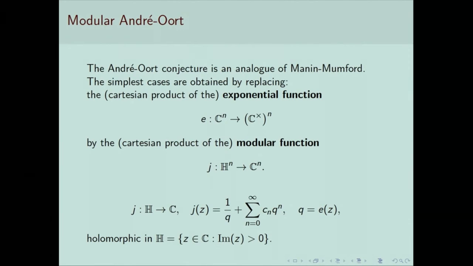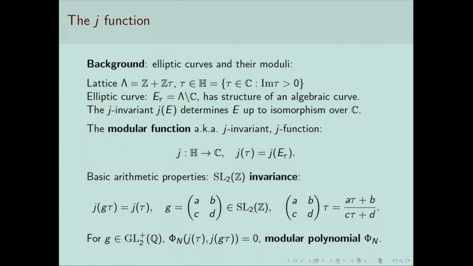So I need to explain what the analog of the torsion points and the torsion cosets are in this situation. So let's recall that the j function is connected with the theory of elliptic curves. It parameterizes elliptic curves, by the moduli, by the j invariant. So it's a holomorphic function. It's invariant under SL2Z.